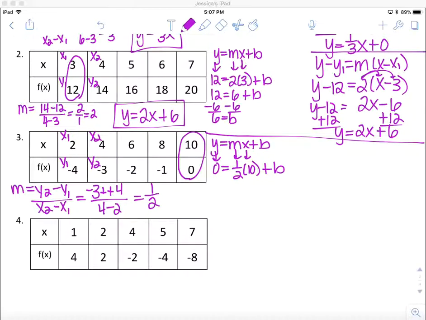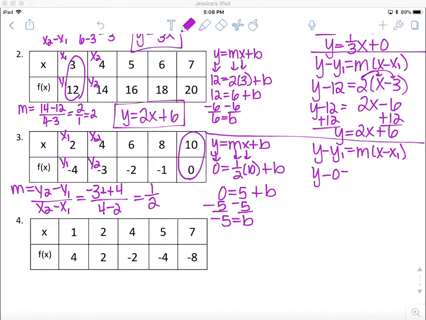Don't let that fraction mess you up. Half of 10 is just 5. Now when I get 5 plus b by itself, I subtract the 5, and my b is negative 5. Plugging this into point slope, I'm going to use the same point. So y minus 0 equals 1/2 times x minus 10.